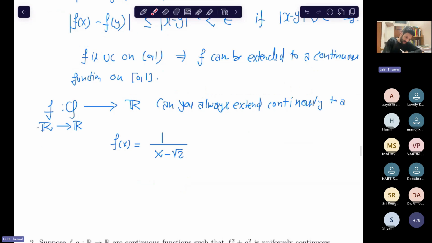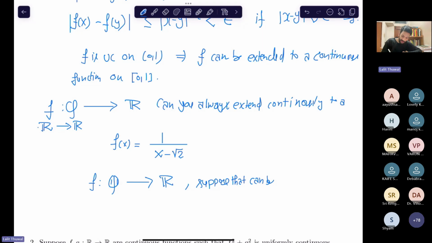So the question is that suppose you have a given function from Q to R. Now suppose that it can be extended to a continuous function. So what do you think? How many extensions are there? Can it be infinitely many extensions?